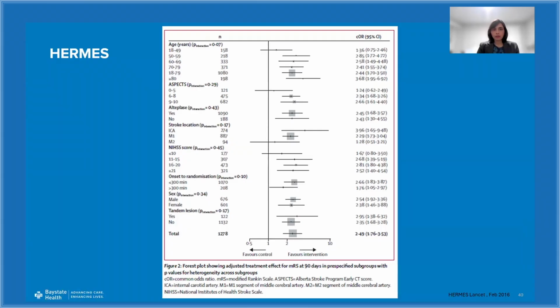And this is a busy slide, but this is a pooled analysis of all these trials, which look at different age groups, different risk factors. You're seeing ASPECT score, and that means the area or the tissue that was already infarcted on the CAT scan. They looked at whether or not TPA was given. And all throughout the studies, they favored endovascular intervention over medical management alone.